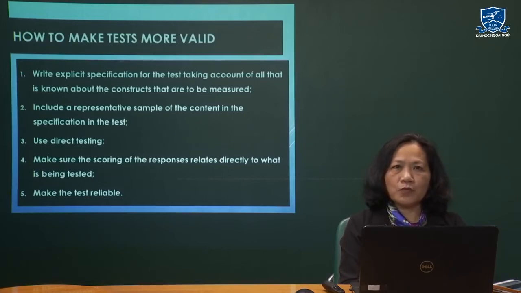Next, we have to make sure that the scoring of the responses relates directly to what is being tested. It is about scoring validity. So, like I mentioned before, scoring a writing test shouldn't focus too much on spelling or on handwriting of the paper, but should be on the criteria that are listed for the piece of writing. And the last one, if you want to make a test valid, you have to make it reliable. And how to make the test reliable? Test reliability will be the next topic that we will talk about.